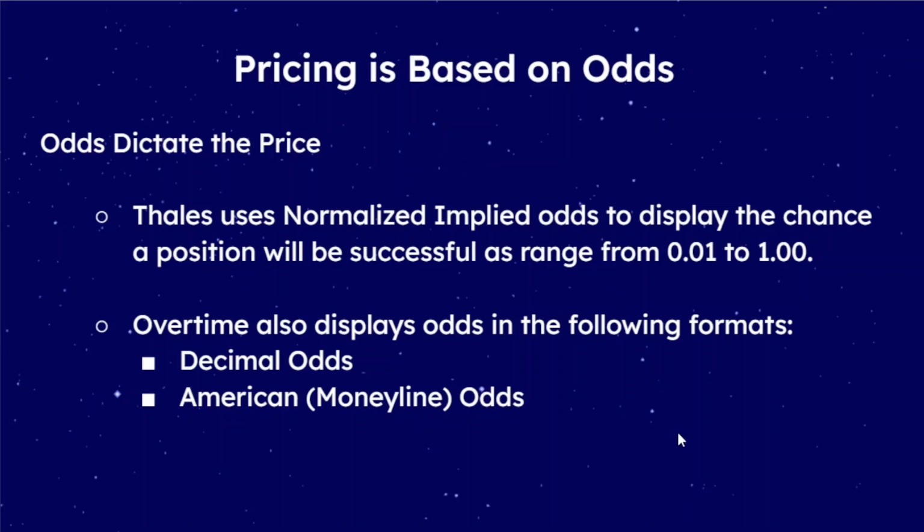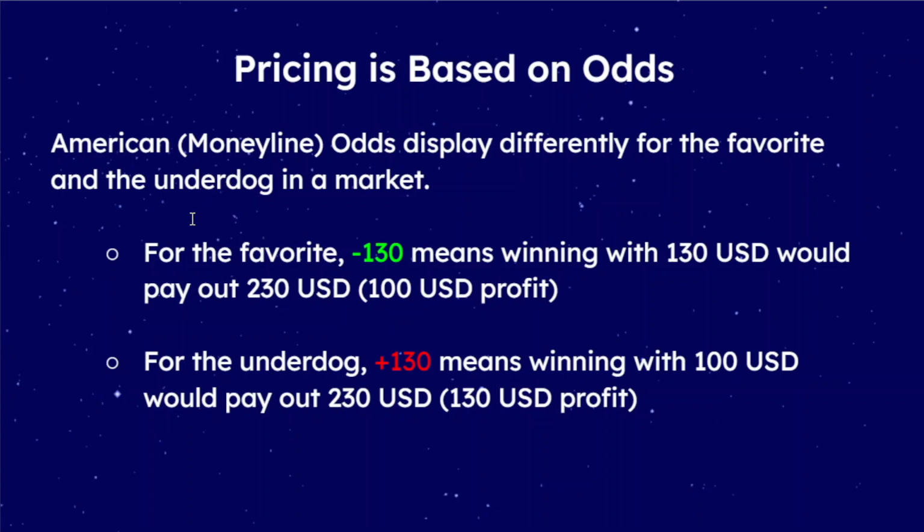Overtime also provides a couple of other formats to display their odds. They can show in decimal odds, and that displays the amount a position of $1 would pay out if successful. And there's also American odds or money line odds. So pricing for American odds or money line odds is a little bit different. It actually provides a different value if you're buying a market for the favorite or the underdog.